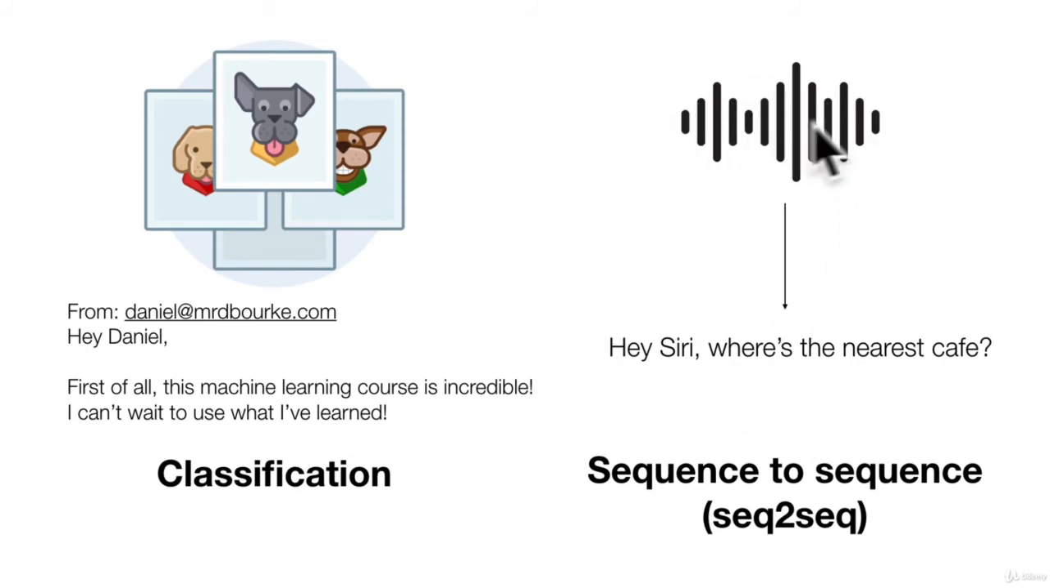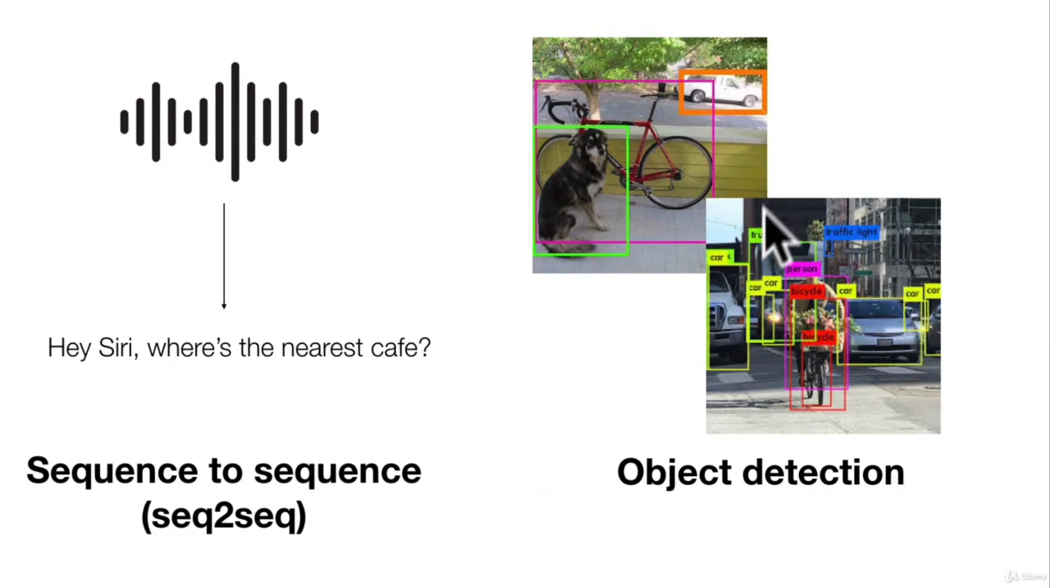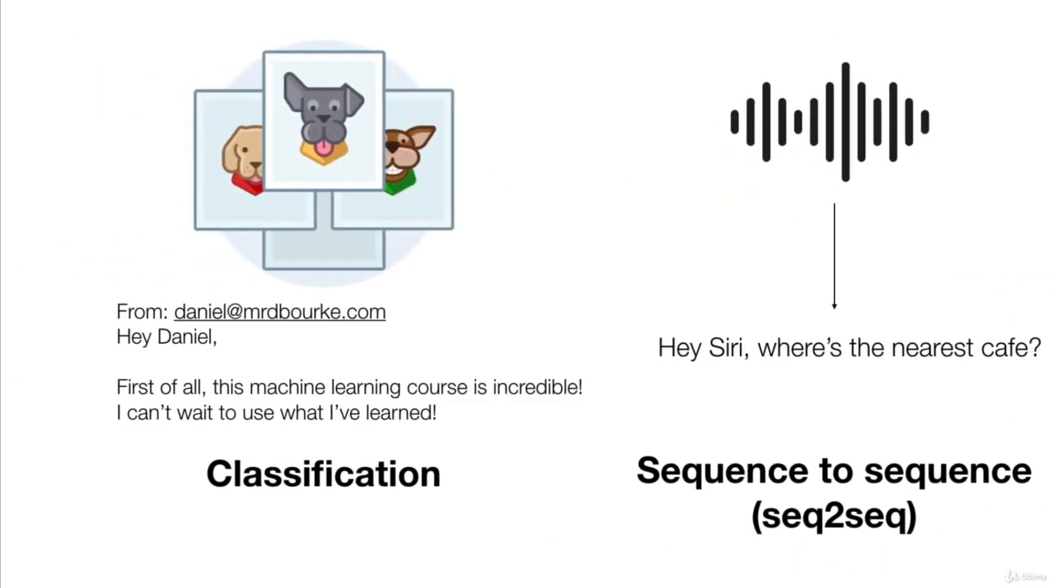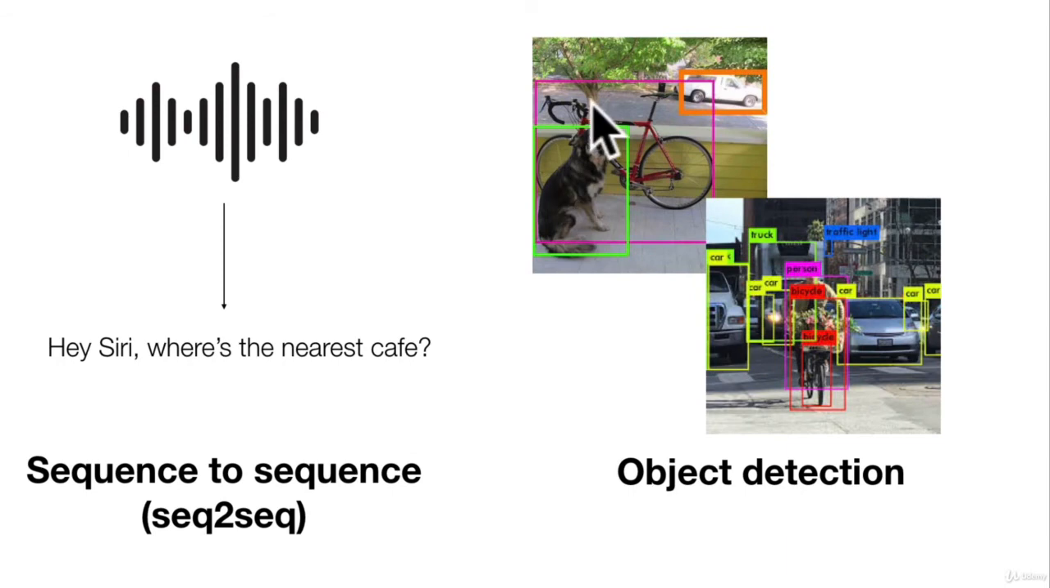It also happens with Google Translate. So it takes an audio wave, and it's going to translate that into some sort of text or command. And then finally, there's object detection, which is similar to image classification, but now you're trying to find out where a specific object is inside an image.